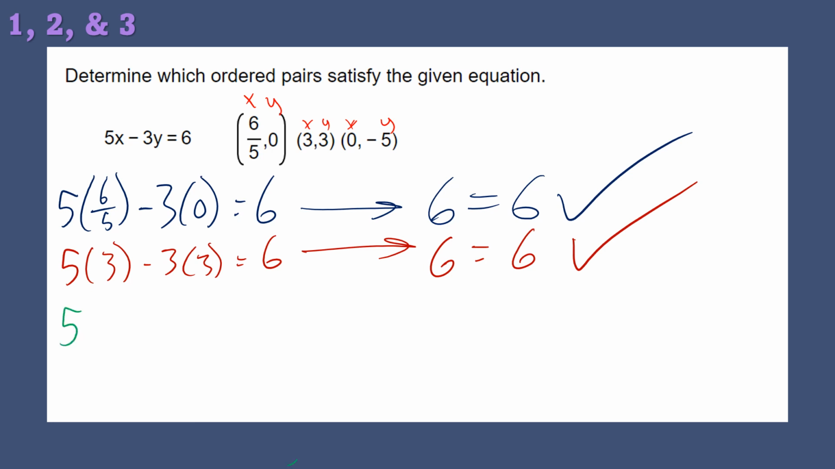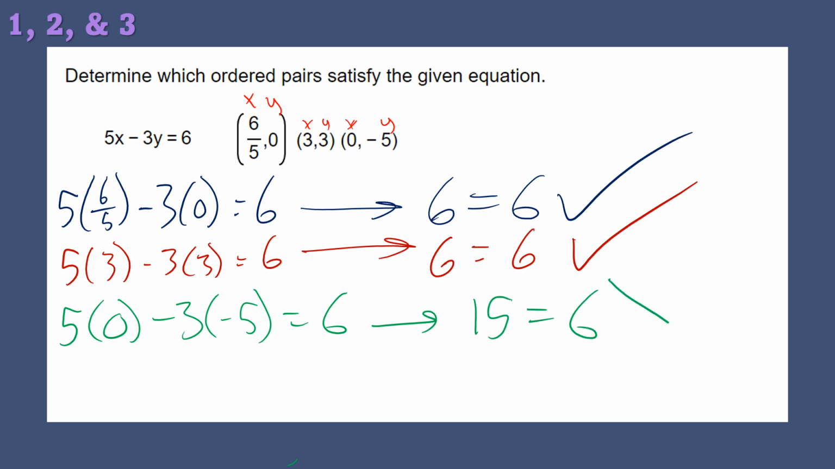So when we do the last one, we see 5 times, well, x is 0 this time, minus 3 times negative 5 this time equals 6. And obviously this one gives us something like 15 equals 6. Does 15 equal 6? No. So this is not our answer. So we can say, not this one, but the other 2 work just fine.